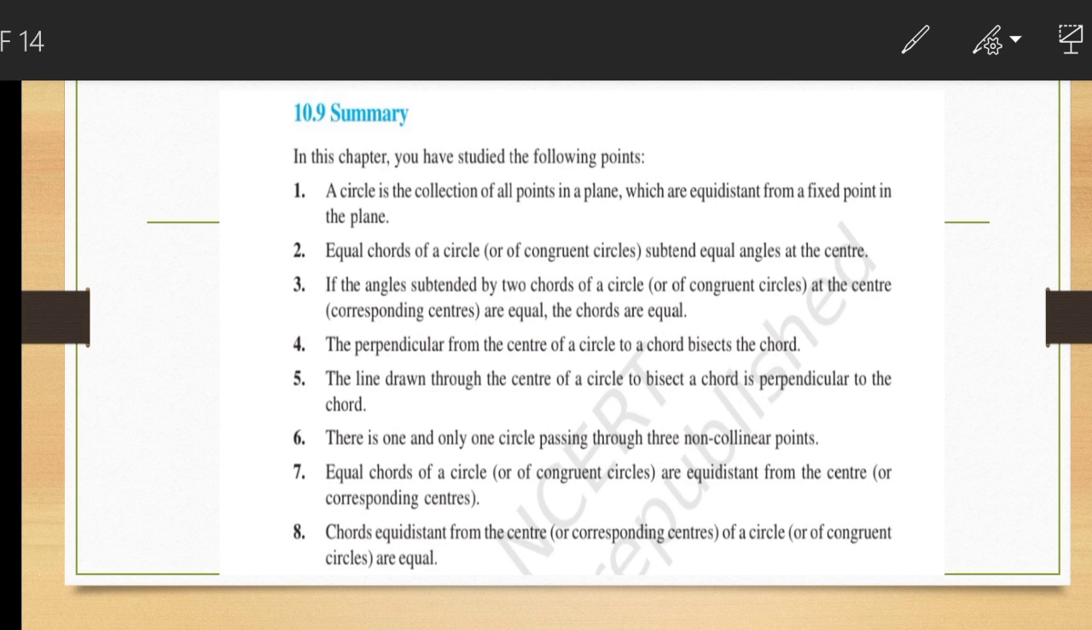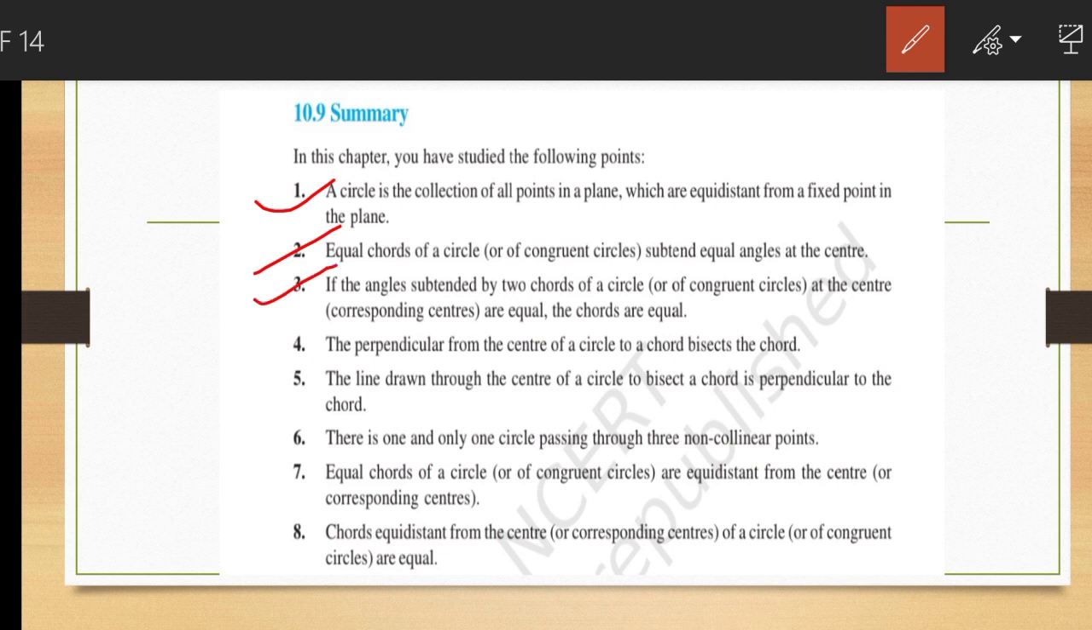The first 8 points are: a circle is a collection of all the points in a plane which are equidistant from a fixed point in the plane. That is the definition of the circle. Equal chords of a circle subtend equal angles at the center. This is one of our theorems. If the angles subtended by two chords of a circle at the center are equal, then the chords are equal.